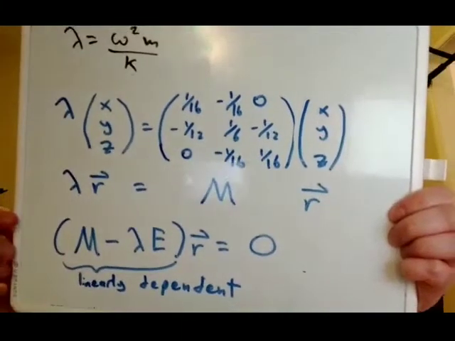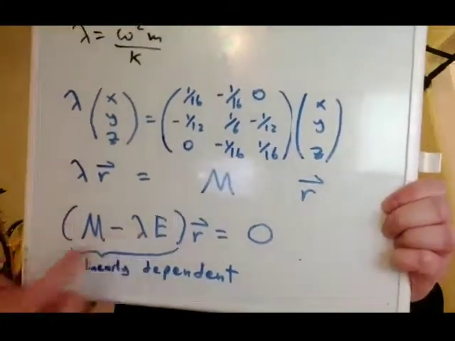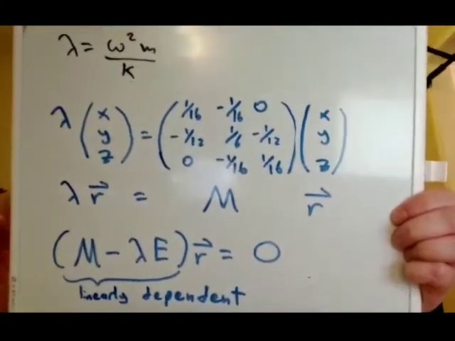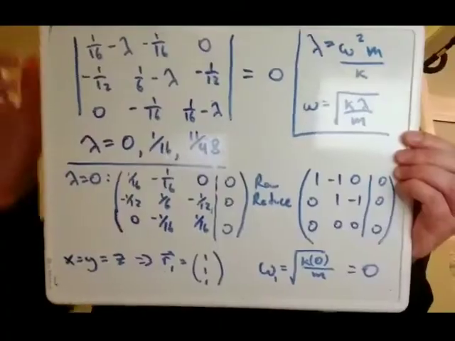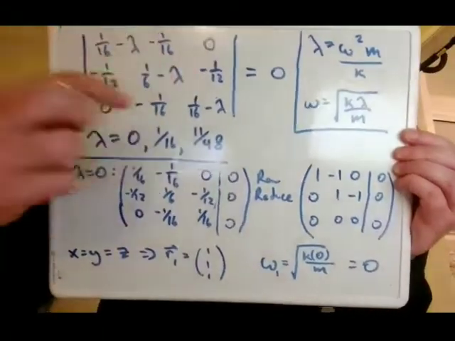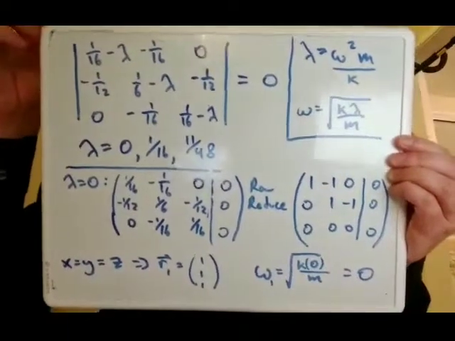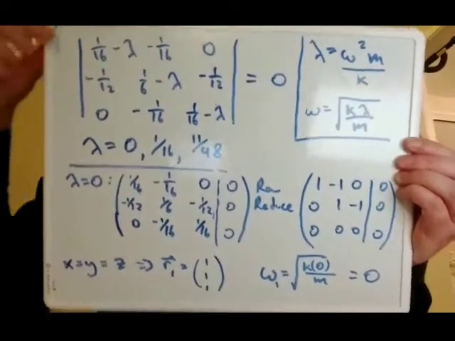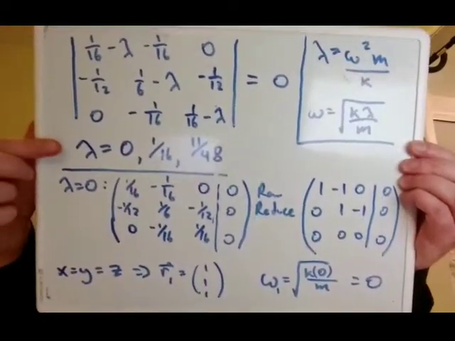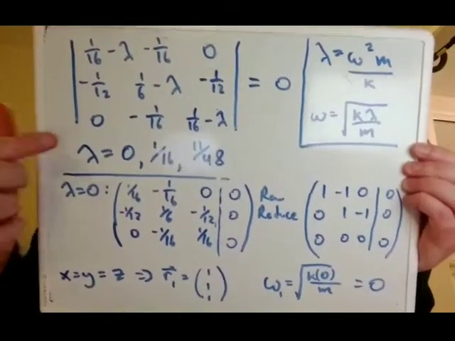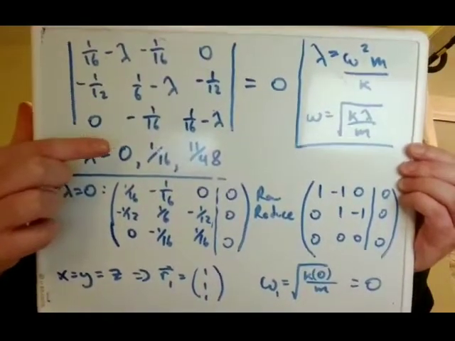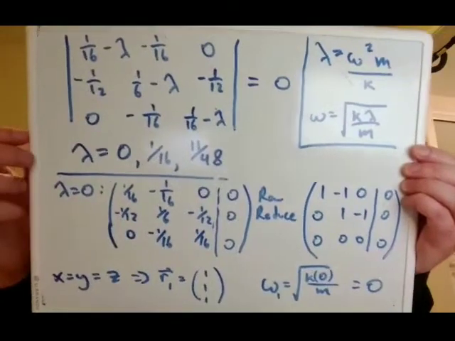So then what we're going to do is set this term, the determinant rather, equal to 0. And we're going to take that matrix and take its determinant and set it equal to 0. And after a whole bunch of algebra, you end up getting 3 eigenvalues, which are, in this case, 0, 1 over 16, and 11 over 48.